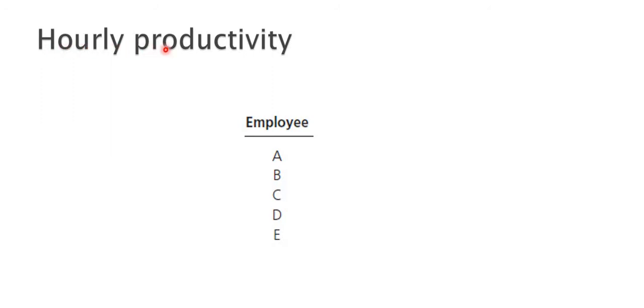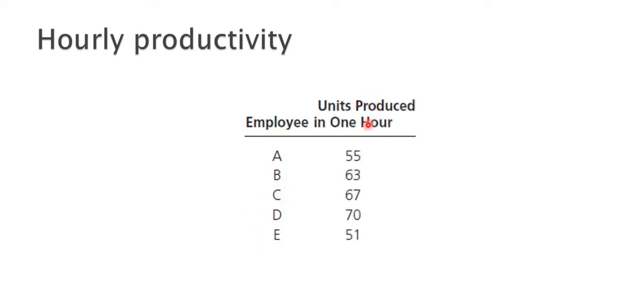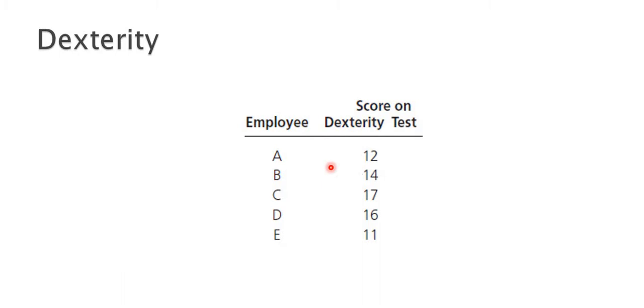Say, for example, you want to know the hourly productivity of our employees in a certain company. So we have 5 of them, and here are their units produced in 1 hour. Now, you want to know how come employee A can only produce 55 while employee D can actually produce 70. One of the things that you looked into is their dexterity. So you had a dexterity test and found out that these are the scores of your employees.